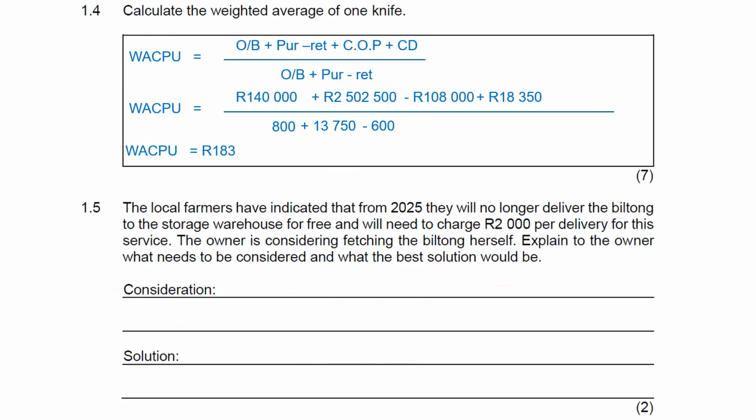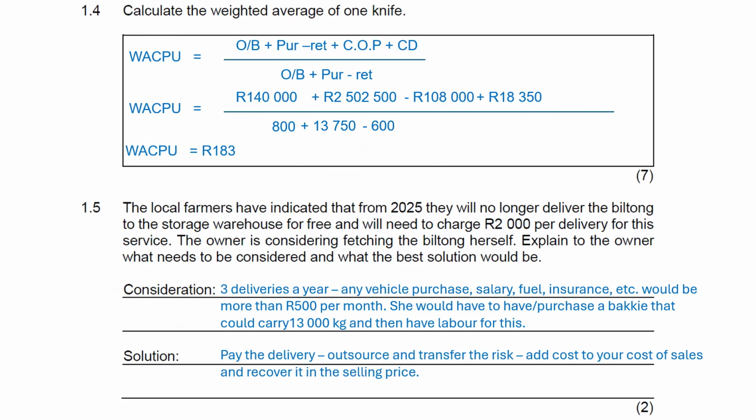Okay. So let's see what they said here. 3 deliveries a year. Any vehicle purchase, salary, fuel, insurance, etc. will be more than 500 per month. She will have to have purchased the bakkie that could carry 13,000 kgs and then have labor for this. So that's why you need to employ a driver. There has to be a licensed person. There's a lot when you decide to go and fetch things yourself. So the solution is just for you to pay the 2,000 rand and save on some costs. Got it?